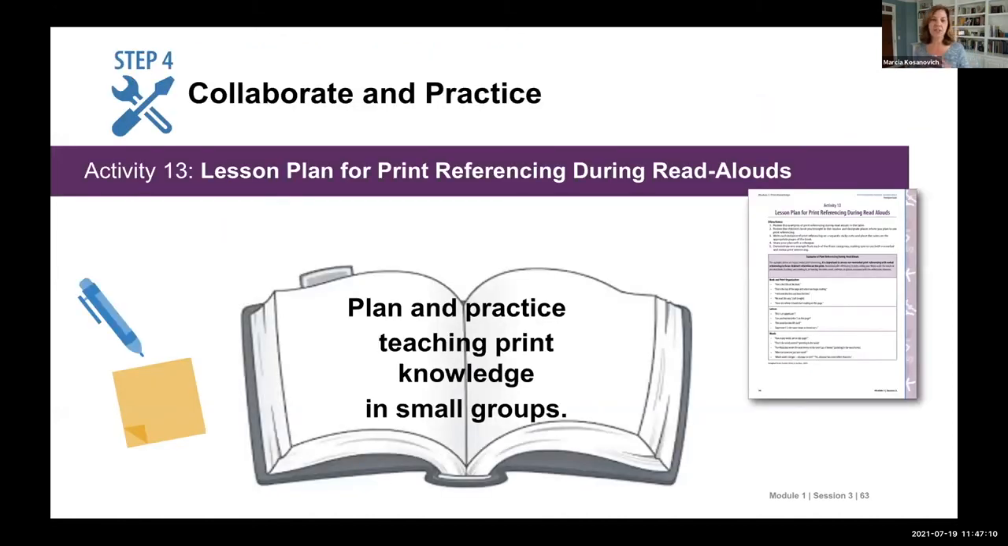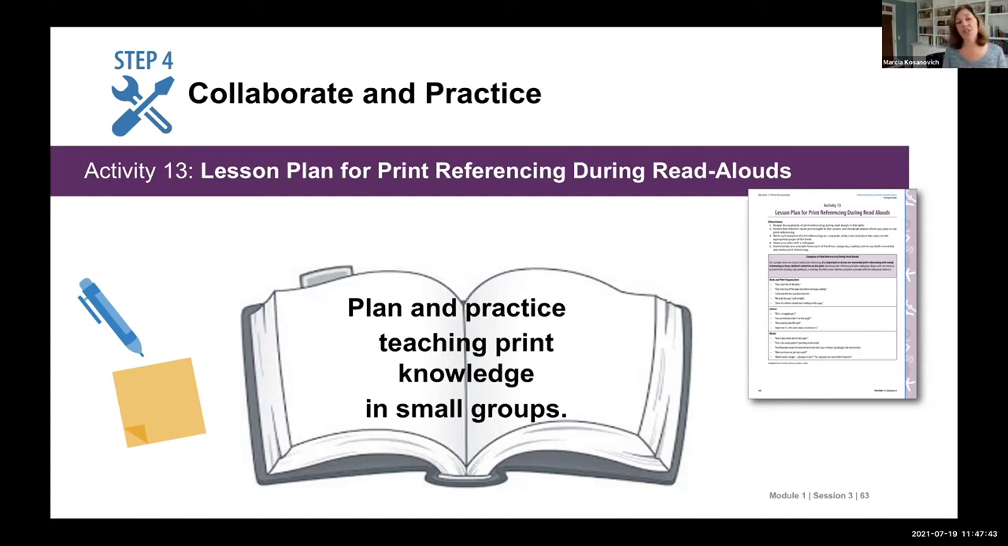So again, we're not going to do this activity, but let's take a look at it. This is on page 36 of your participant guide. And this is activity 13, lesson plan for print referencing during read-alouds. So what your participants will do, they'll review the examples of print referencing during read-alouds in that table on the activity. You'll see there's 3: print, book and print organization, letters, and words. So they'll review those examples.